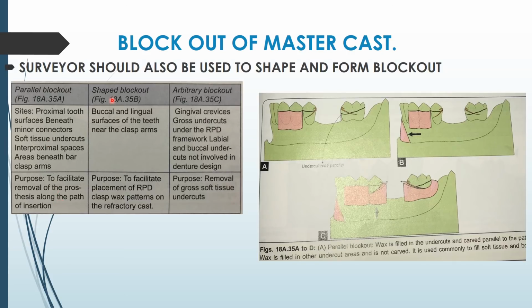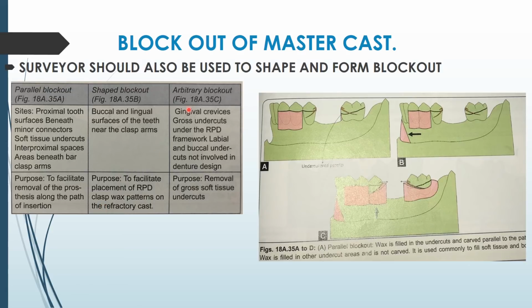Then the shape blockout: the sites are the buccal and the lingual surface of the teeth. The purpose is to facilitate placement of the RPD. So the parallel ones are used to facilitate the removal of the prosthesis, and the shaped one is to facilitate the placement of it.